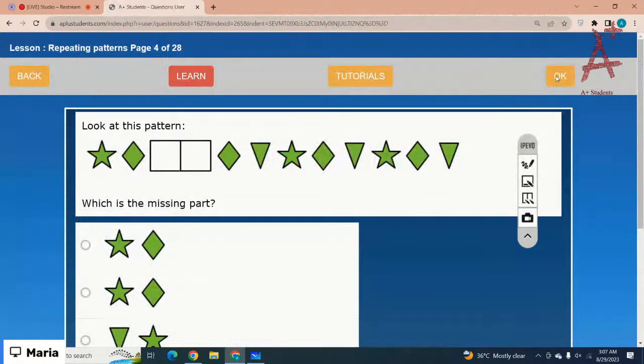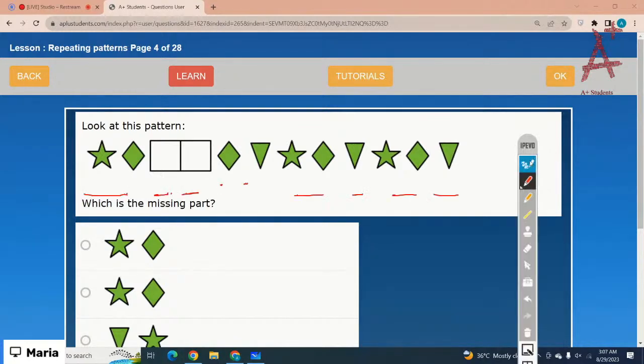Okay, look at this pattern, which is the missing part? Let's understand the pattern first. Just look from here: star, diamond, triangle, star, diamond, triangle, star, diamond, then there you have a triangle, and there you have a star again, right? That means the missing part is a triangle and a star. This is the correct option.